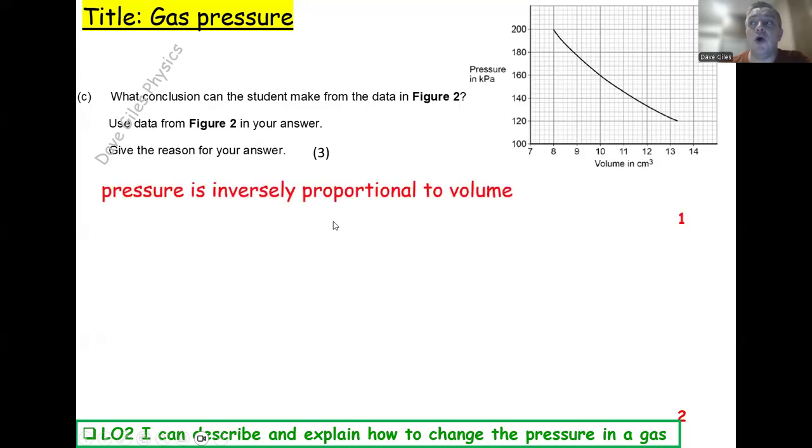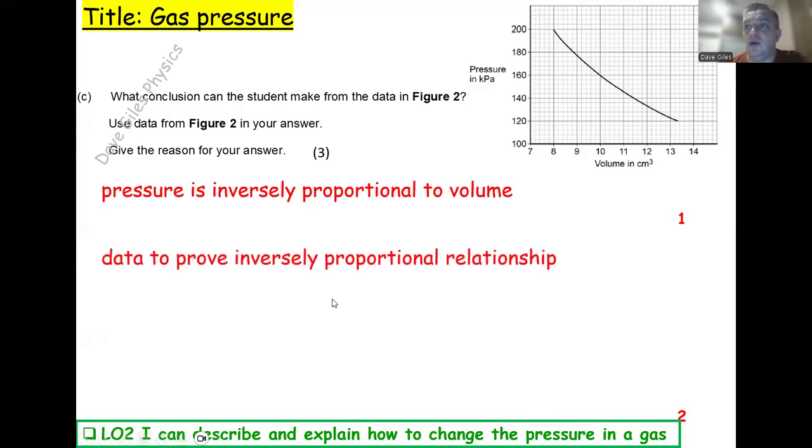So pressure is inversely proportional to volume is the first mark, but it says use data from the figure. So you have to give an example. So I'll give an example here. So we're using a volume of 8 times 200 is 1600. And another example here. So when the volume is 10, the pressure is 160. So 10 times 160 is also 1600. Okay, so that is for the 3 marks for this question.